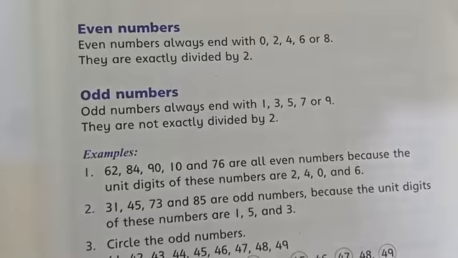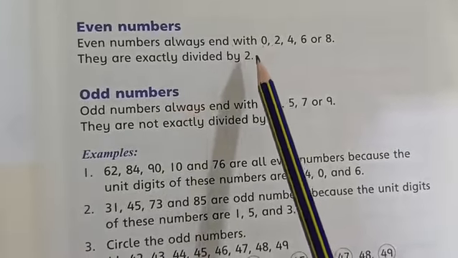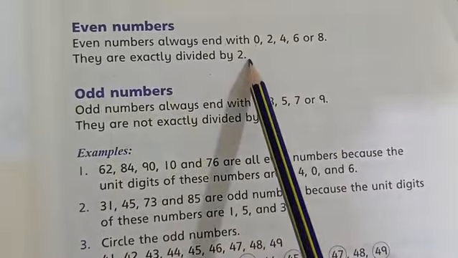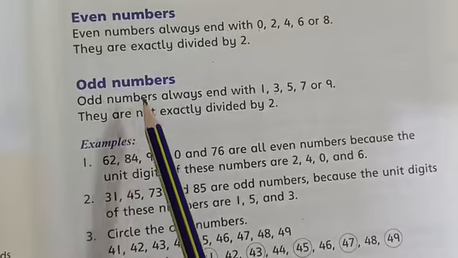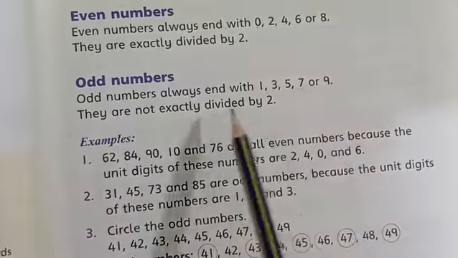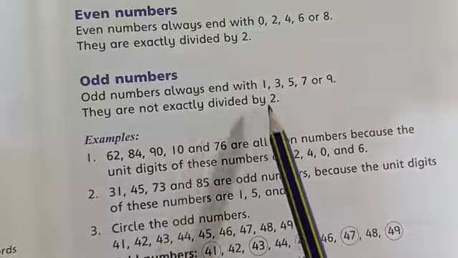Now look at even numbers. Even numbers always end with 0, 2, 4, 6 or 8. They are exactly divided by 2. What are odd numbers? Odd numbers always end with 1, 3, 5, 7 or 9. They are not exactly divided by 2.